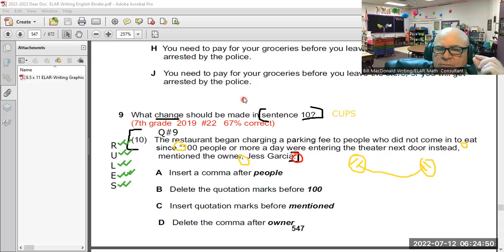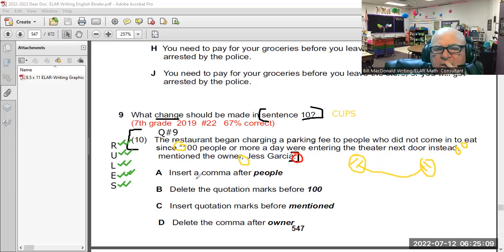Should make sure that I label that. This comma is slowing down. Close the sentence, quotation, because they're done talking. Mentioned the owner, comma, capital Jess, capital Garcia, period.